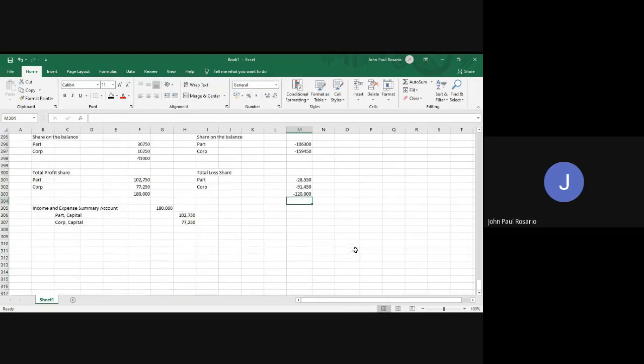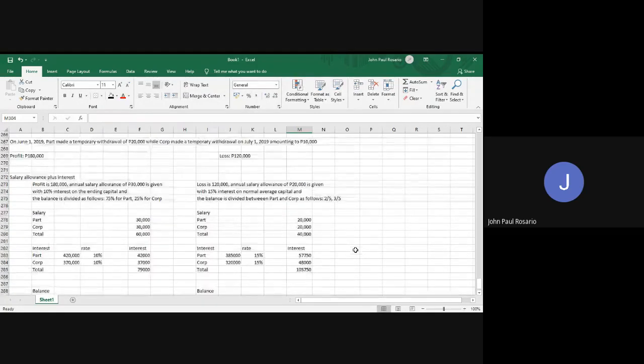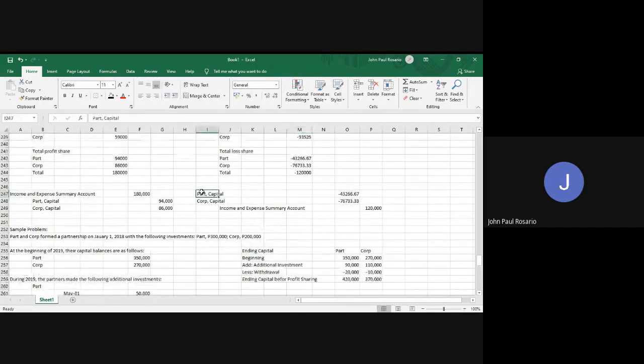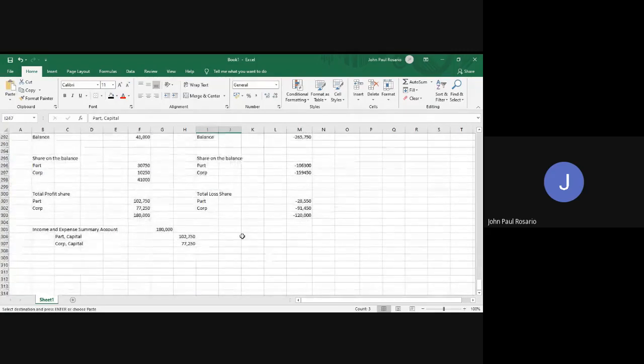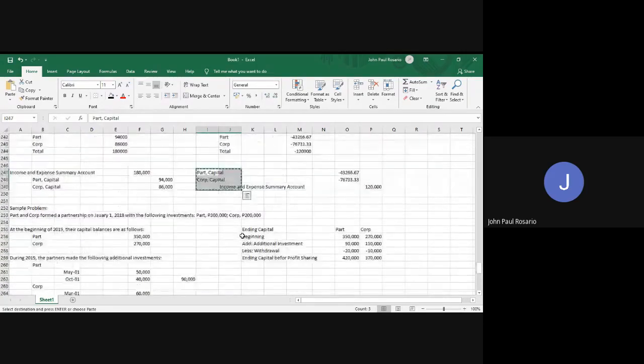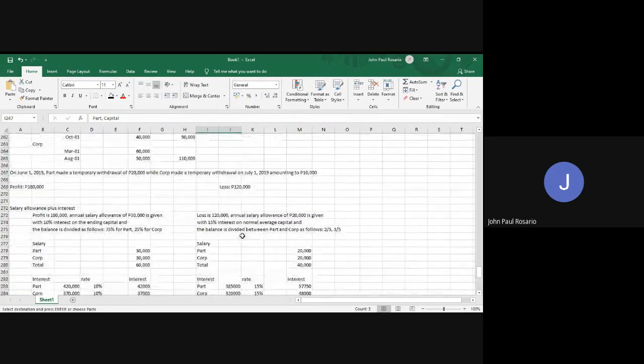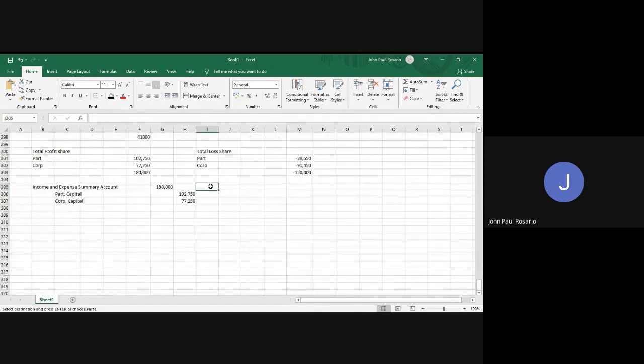Okay. So with that, we can make the entry now. Entry na to, as usual. If there is a loss, debit the capital balances and credit the income summary account.